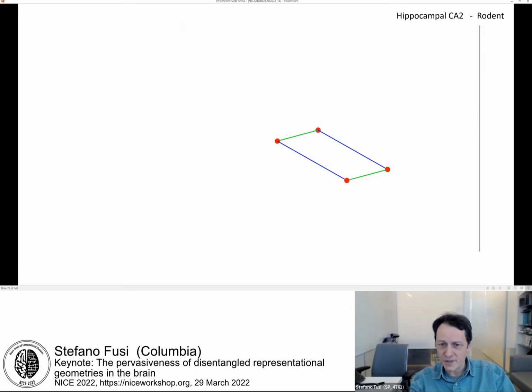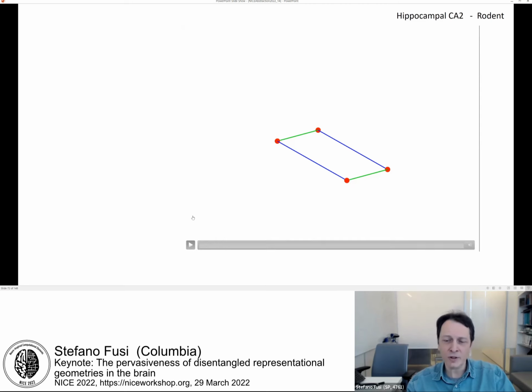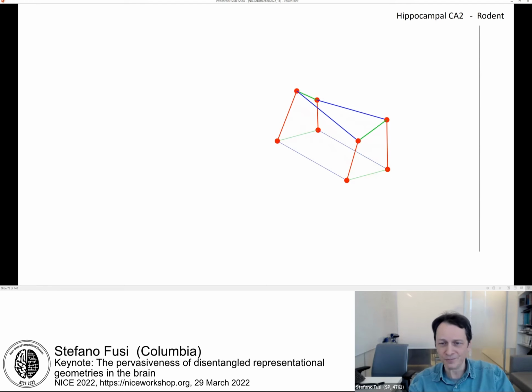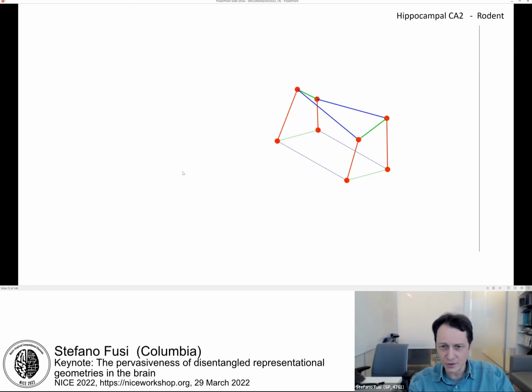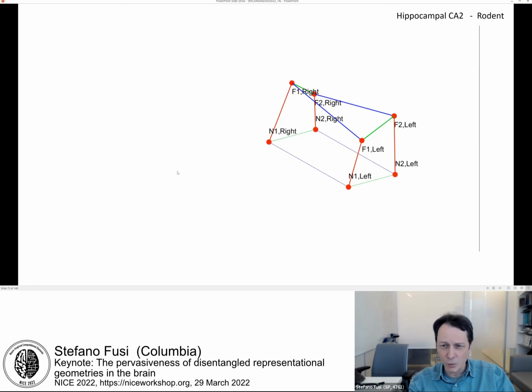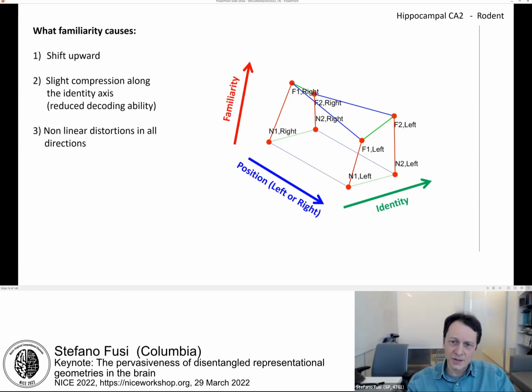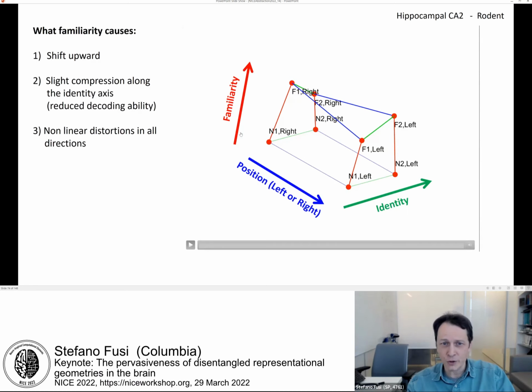Now, what happens when the mice become familiar? And I'm talking about littermates, so they're very familiar to the mouse that is exploring the arena. So what happens is that you have this transformation. You have a shift in this direction, but you also have this nice distortion. So basically, what you get in the end is that familiarity is actually in an abstract format. It's disentangled from position and identity.